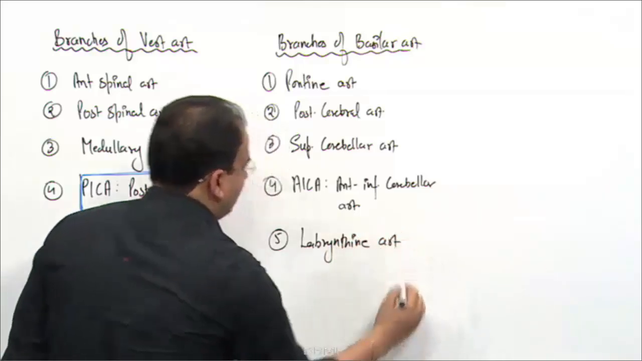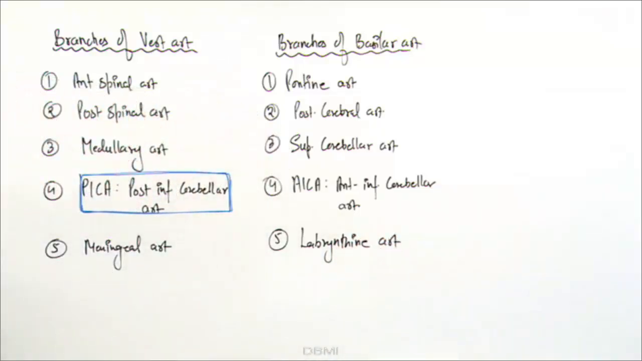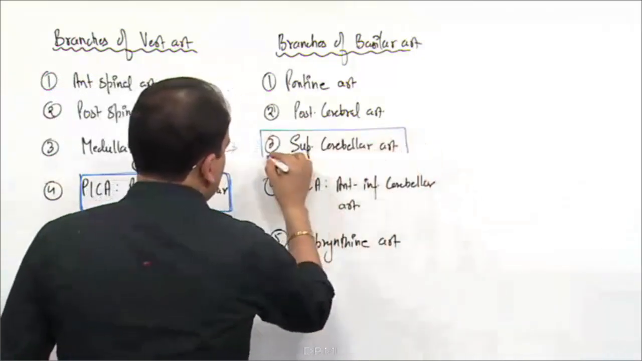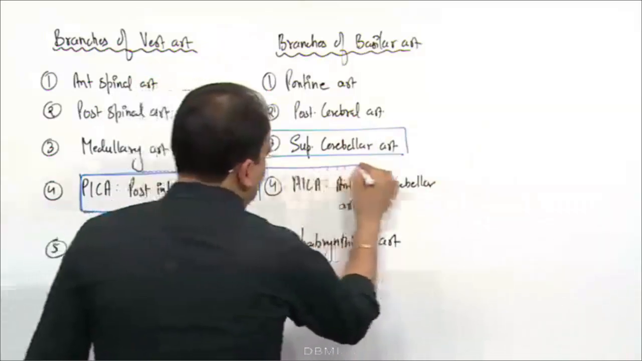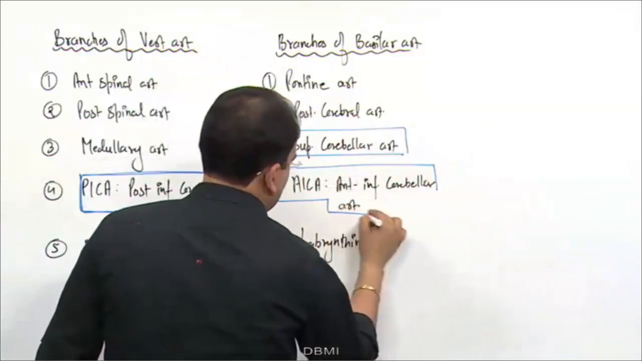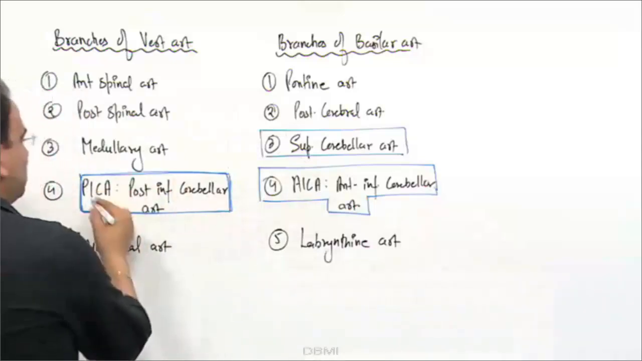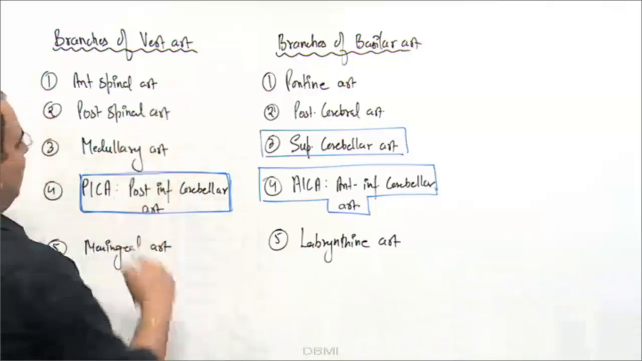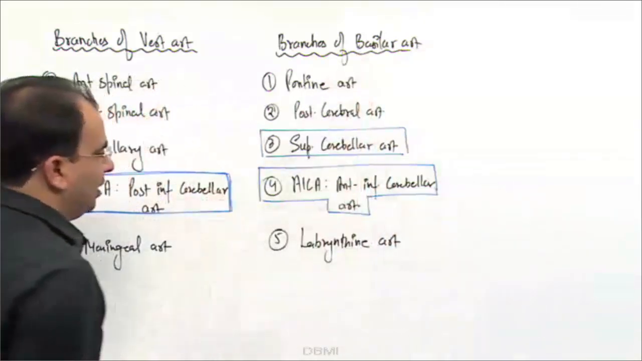And labyrinthine artery. Now remember one thing: superior cerebellar artery, anterior inferior cerebellar artery, and posterior inferior cerebellar artery. These are the three arteries of the cerebellum. So the cerebellum is supplied by one branch from the vertebral and two branches from the basilar artery.